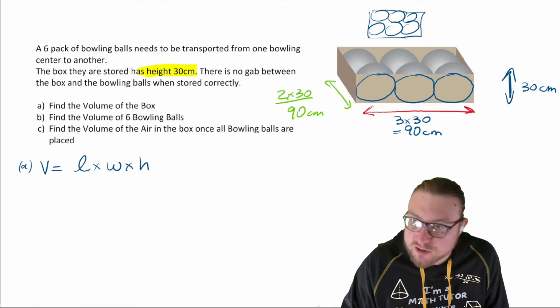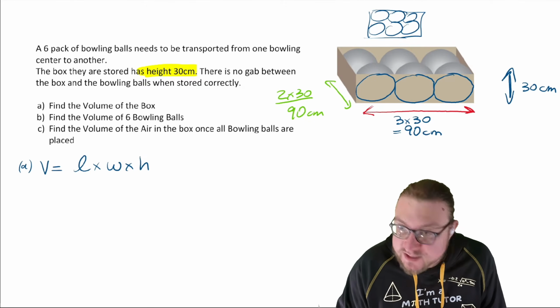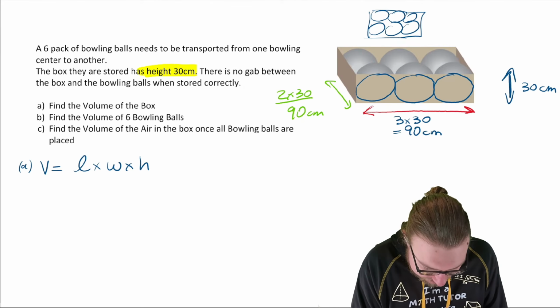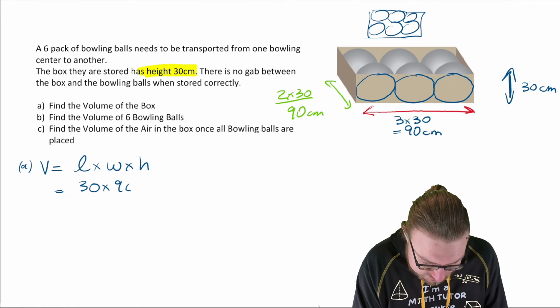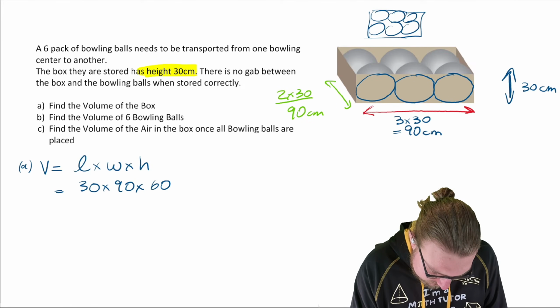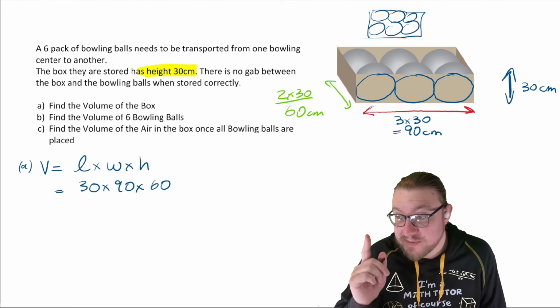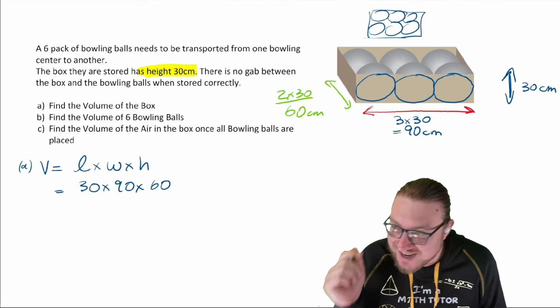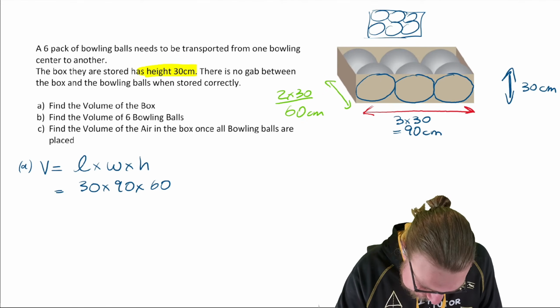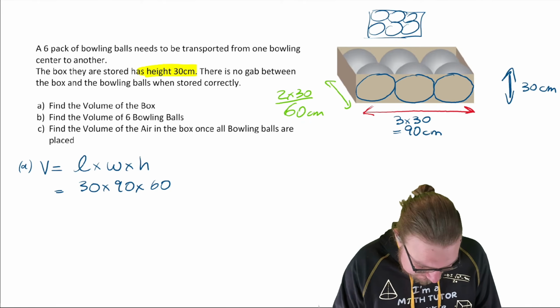So now we have got the dimensions of the box. So we can just substitute everything into our formula, which is 30 times 90 times 90, times 60. There we go. I did promise that when I talk too much and write at the same time, I will make calculation mistakes. There we go. Wonderful.